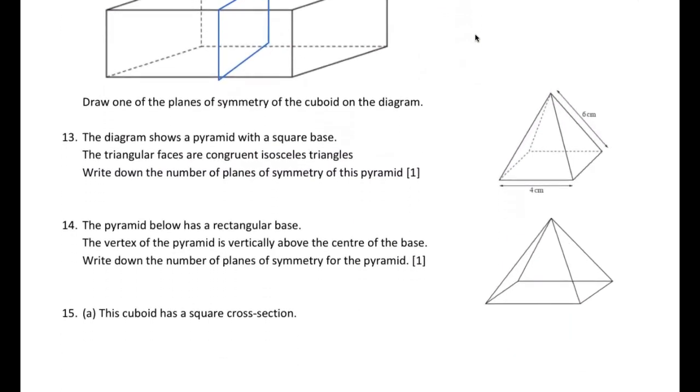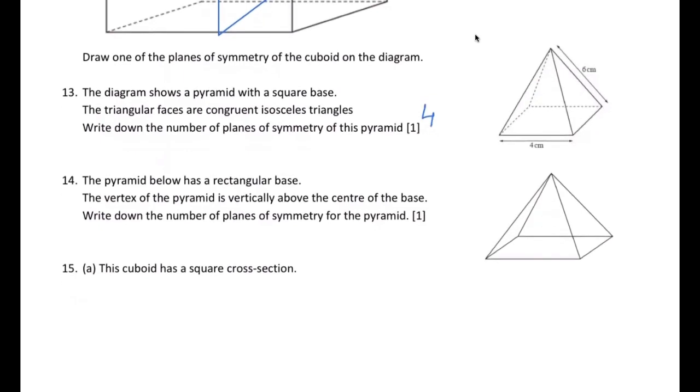The diagram shows a pyramid with a square base. The triangular faces are congruent isosceles triangles. Write down the number of planes of symmetry for this pyramid. It has a square base, so how many planes of symmetry will it have? 4. A square has 4 lines of symmetry, so it will have 4 planes of symmetry.